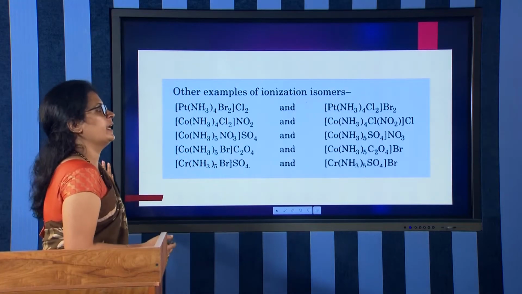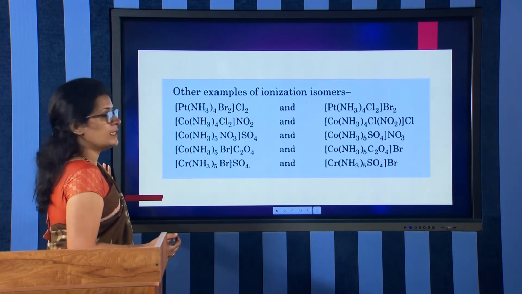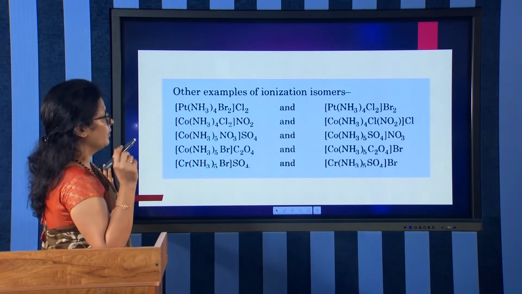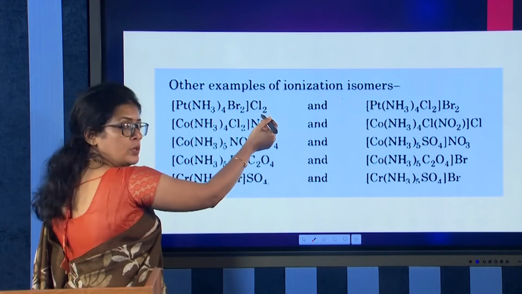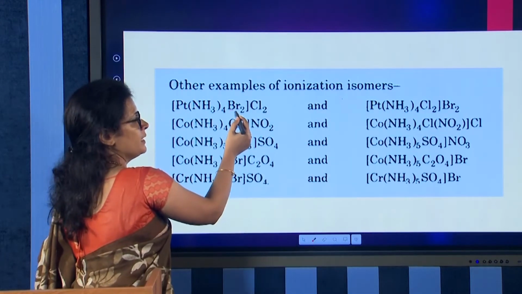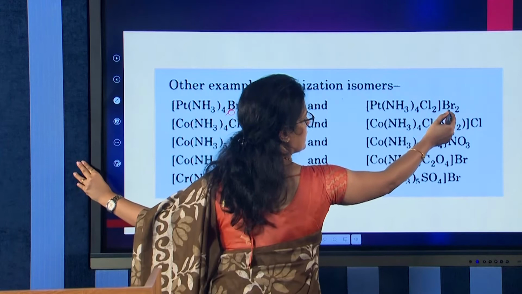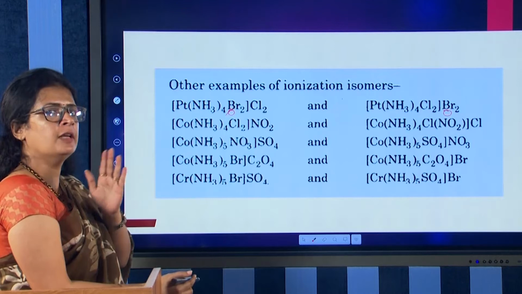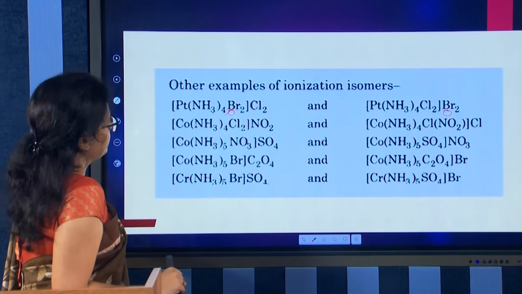Other examples of ionization isomers are given here. [Pt(NH3)4]Br2Cl2 and [Pt(NH3)4]Cl2Br2. What is the difference? In this case, the chloride ion is outside, and in this case the chloride ion is inside. In the first example, the bromide ion is inside the coordination sphere; in the second case, it is outside the coordination sphere. Different ions, and the spatial orientation of ligands is different in these cases. Both of these are ionization isomers.